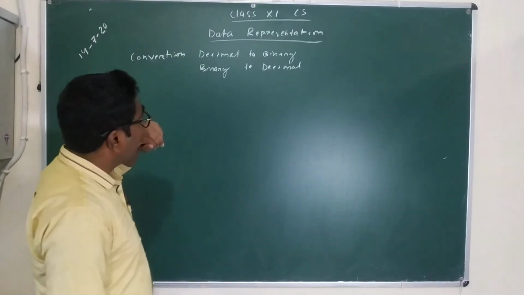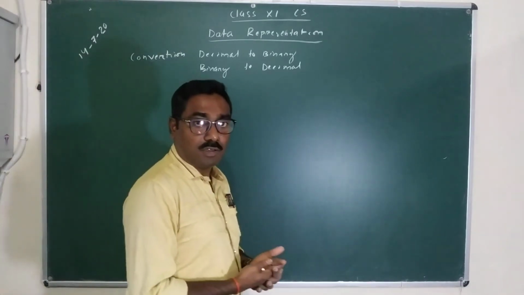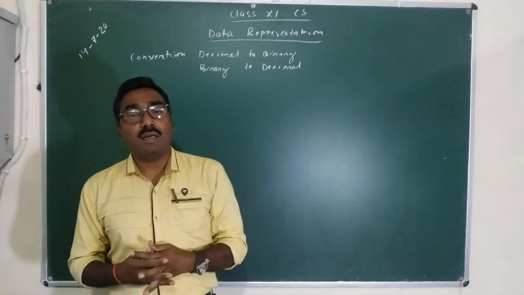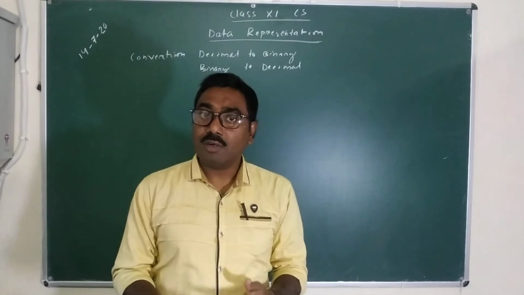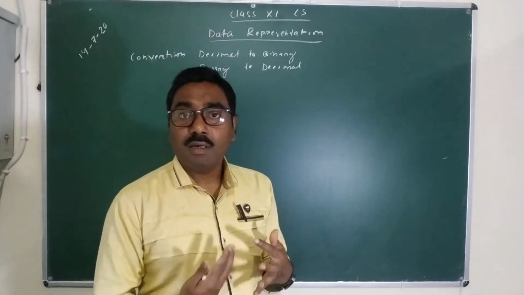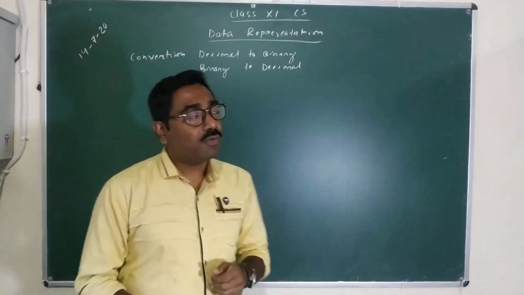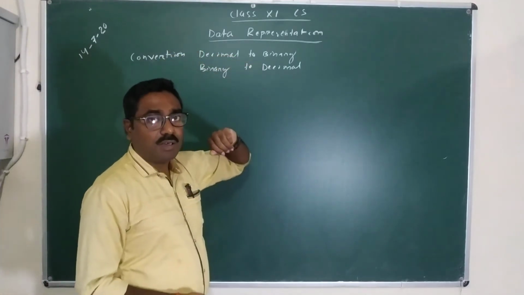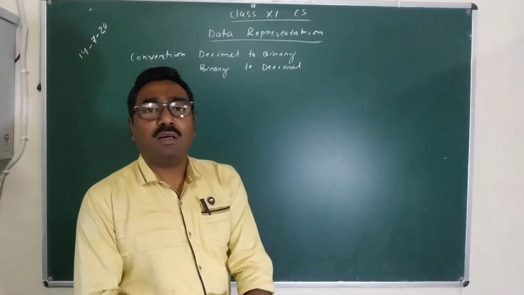In the last class I told you about the different kinds of number systems. Now, how the number systems are interrelated and how we convert a number from one system to another. Today we'll go only for decimal to binary and binary to decimal. Later on we'll go for octal, hexadecimal and other systems.